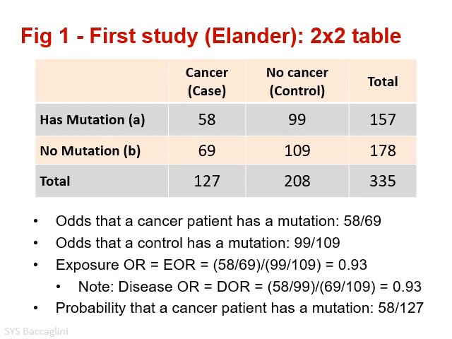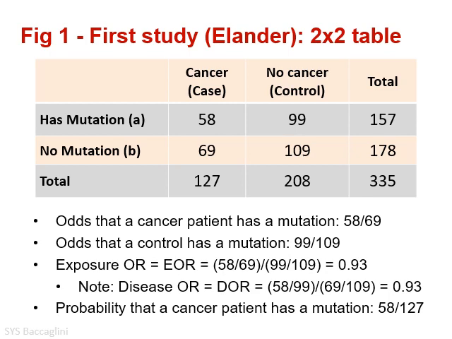So take a look at figure 1 in the study. And specifically, let's look at the Elander study. So from those results, we can construct a 2x2 table where the rows represent the mutation or not, which is A or B, and the columns are whether a patient was a cancer case or a control. So there were a total of 127 cancer cases and 208 controls, for a total of 335 individuals.